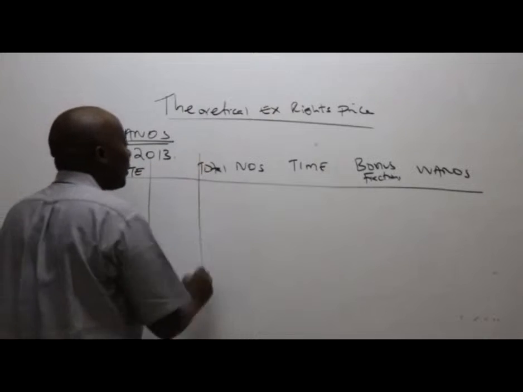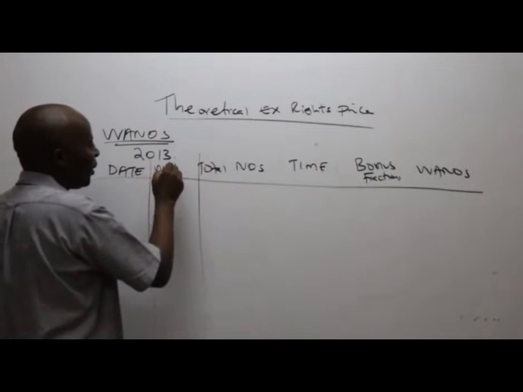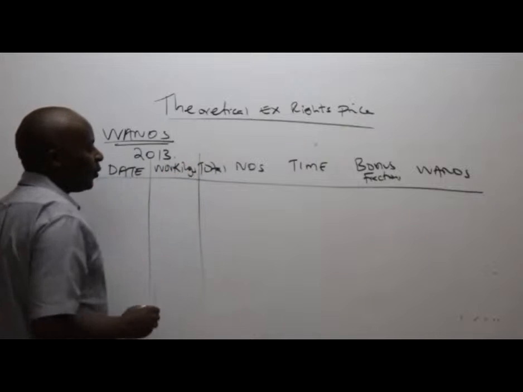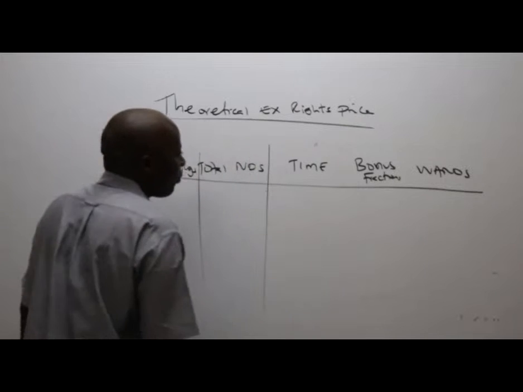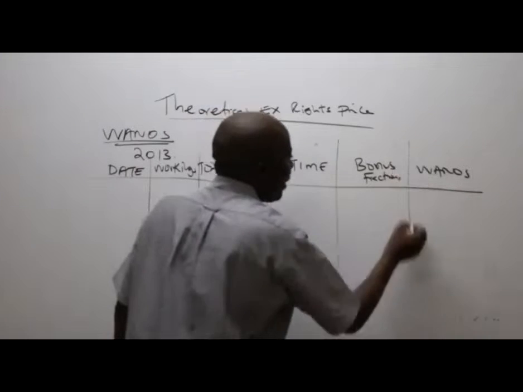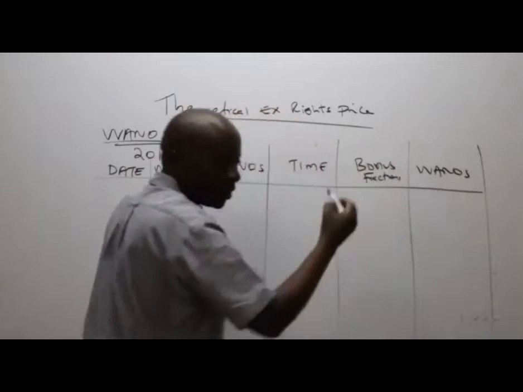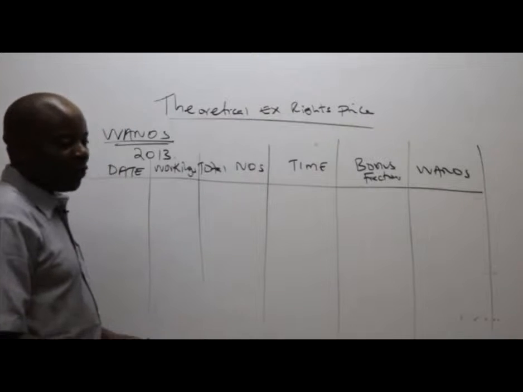Even if you want, you can also put workings here in the middle. I have seen some people put workings in the middle, which is still okay. So we have the total number of ordinary shares, we have time, we have bonus fraction, and then we have one-os like that.